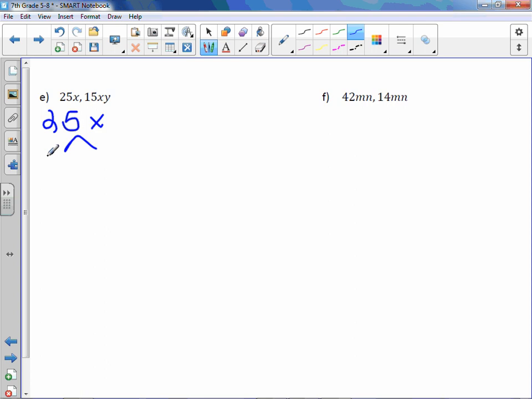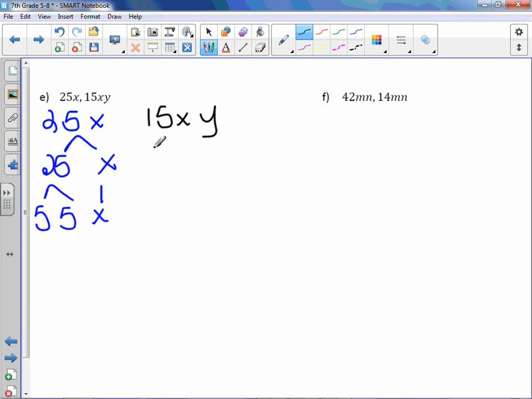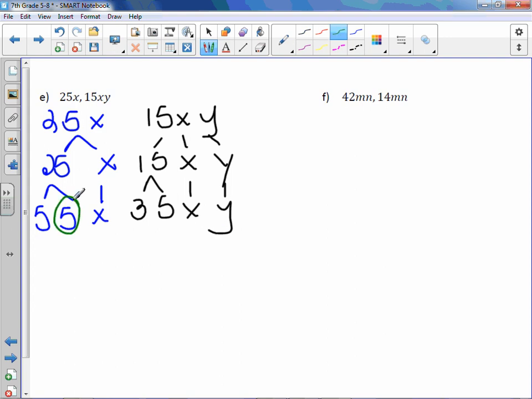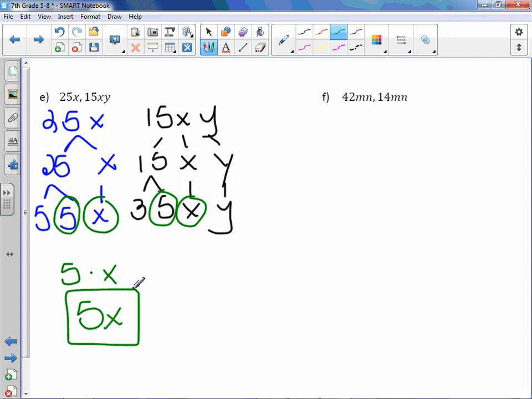25x. Let's first break apart the number and the variable. 25 is 5 times 5, and then bring down the x. Then we have 15xy, which can be broken down into 15 times x times y. 15 is 3 times 5. Bring down the x, bring down the y. We have a 5 in common and an x in common, which is it. Therefore, our GCF is 5x.